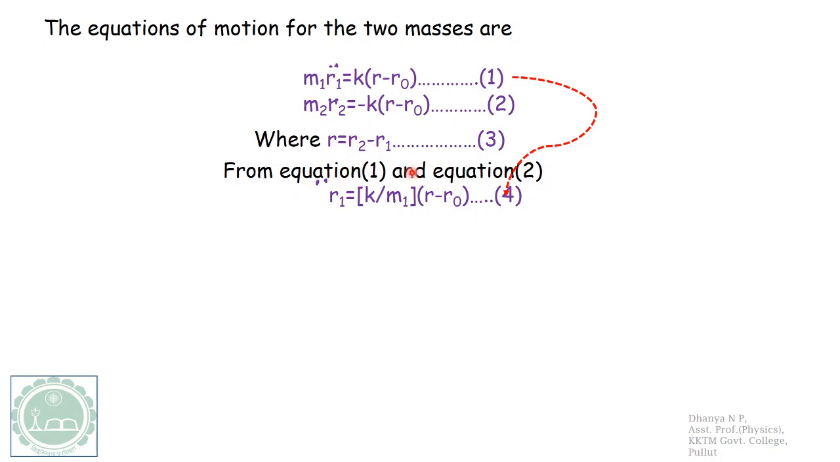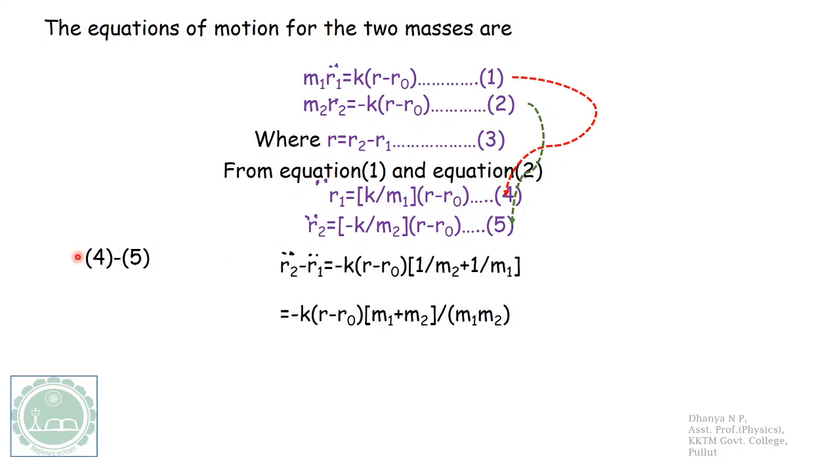Then from equation 1 and equation 2, this m1 can be taken to the RHS. r1 double dot is equal to k by m1 into (r minus r0). Similarly, r2 double dot is equal to minus k by m2 into (r minus r0). Now we can subtract equation number 5 from equation 4. Equation 4 minus 5.